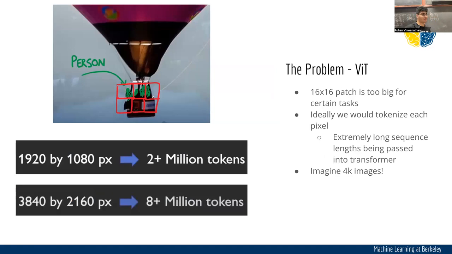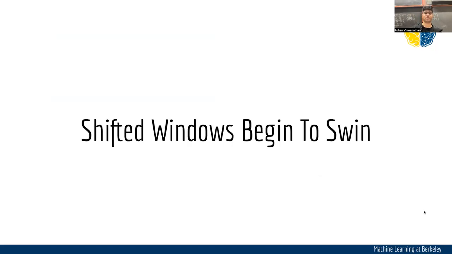Because as we go from regular 128 by 128 images to much bigger images, 1920 by 1080, now we have 2 million tokens. If we are passing in a 4K image, 3840 by 2160, we have 8 million plus tokens. And these are extremely long sequence lengths to be passed into a transformer, requiring a lot of processing power, and it's just not very fun for us as consumers of transformers, right? So these are problems with the typical vision transformer. How can we fix this?